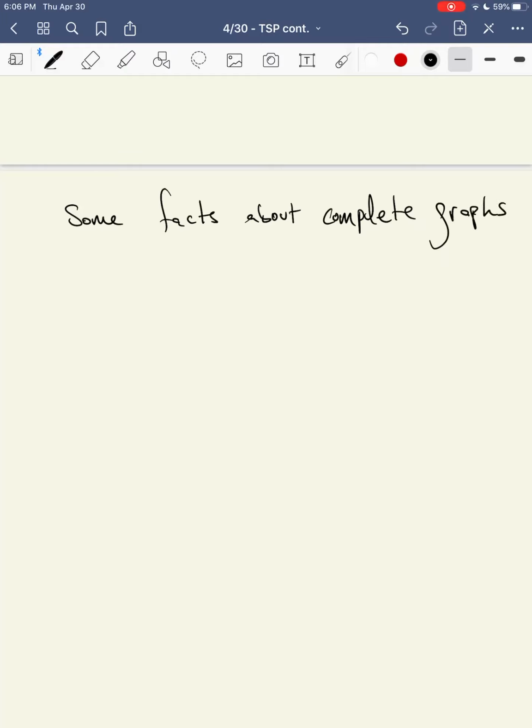So first, maybe I'll draw some for you. Let's start with the basics. K1 is just going to be one vertex connected to itself. I have K2, which is going to be two vertices connected by an edge. We're going to have K3, which is three vertices, all of them connected, and that makes a triangle. So a complete graph on three vertices is actually a triangle.